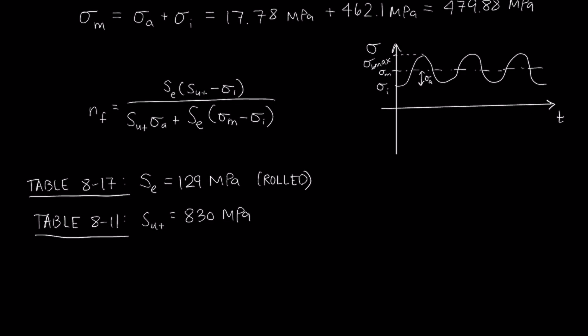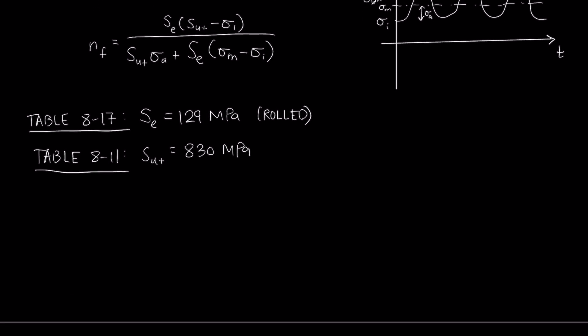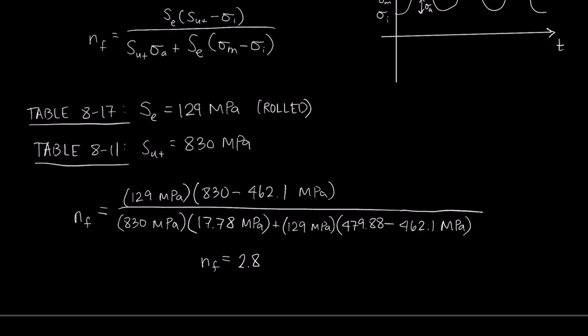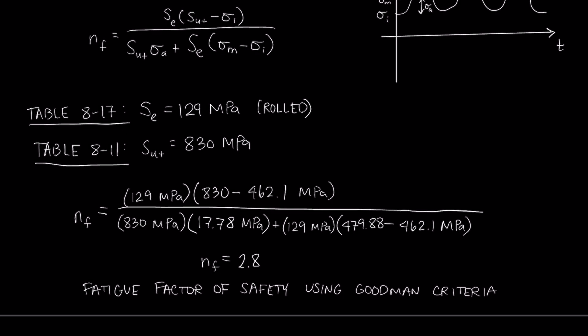So now I think we're ready to go. We have everything we need. Let's plug into our equation and solve for the fatigue factor of safety. Okay, so we find that our fatigue factor of safety is 2.8. And again, remember that this is the fatigue factor of safety using the Goodman criteria. If you're interested in what assumptions are built into that, I encourage you to go check out that section in chapter 6 of your textbook.